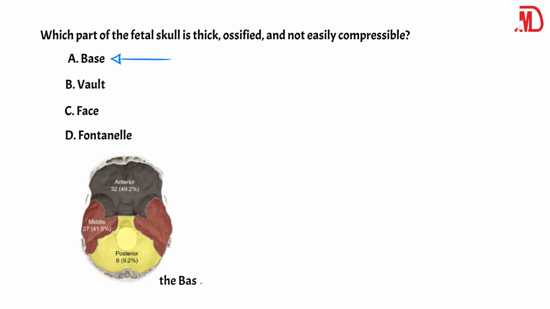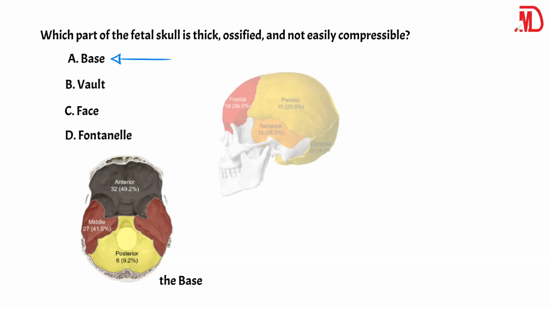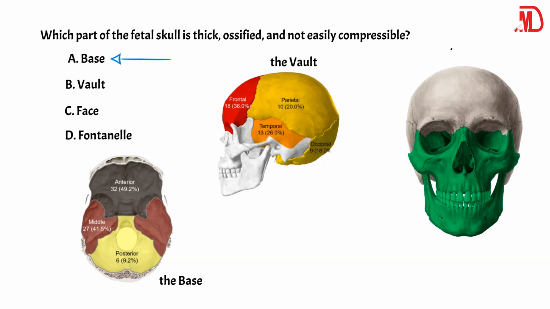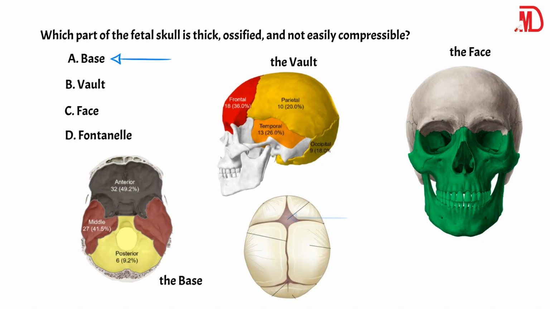It is firm and not easily compressible, providing protection for vital structures such as the brainstem. Vault is thin and membranous, which is easily compressible during labor to allow molding. Face is the small and partly ossified region, but not the thickest region. Fontanelle is the soft, unossified membrane-covered gaps between bones. Therefore, the base of the fetal skull is the strongest and least compressible part.